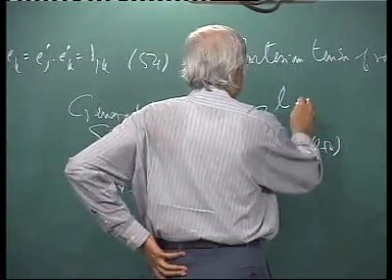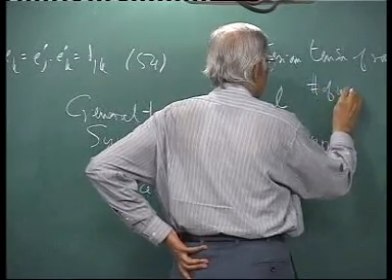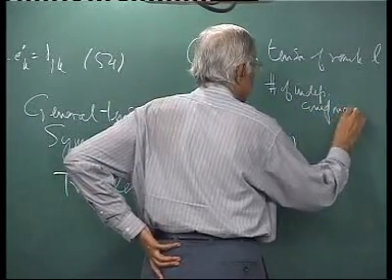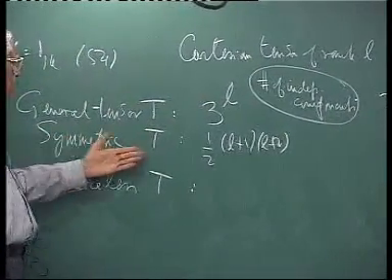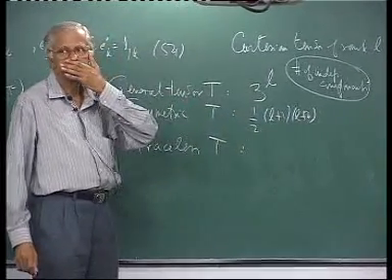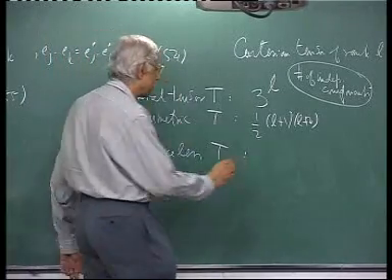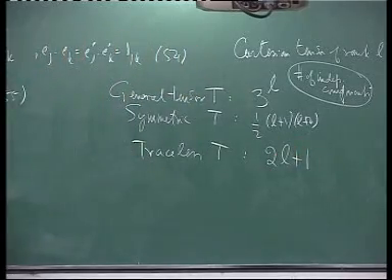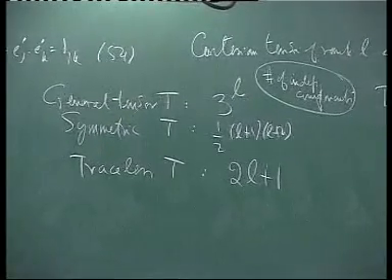I should have written here, what are these numbers? Number of independent components. That is what I am counting here. In general, 3 to the power L. Symmetric case, half L into L plus 1 into L plus 2. Traceless symmetric, only one less than. Again, I leave it as an exercise. It is exactly 2L plus 1. Please do this if you have not done it before. It is just a counting problem.